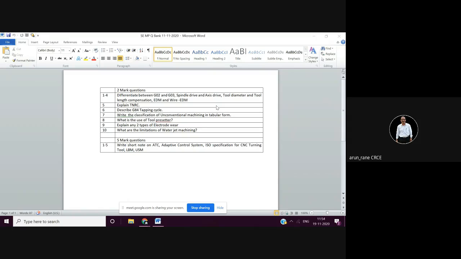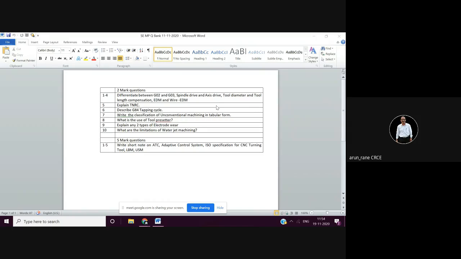Third difference, if it is for 3 marks, you can write that wire EDM is used for through and through cavity, and in EDM it is used for blind as well as through and through also. But wire EDM cannot be used for cutting a blind cavity. Blind cavity के लिए you cannot use wire EDM.